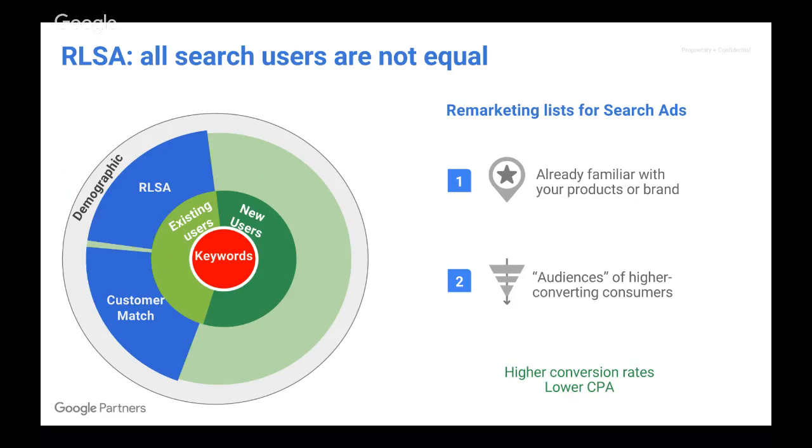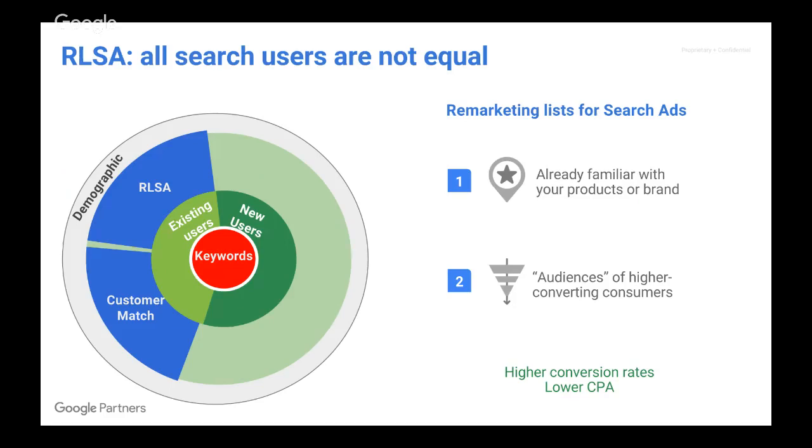Let's say, for example, you're selling yoga pants and one of your keywords is exactly yoga pants, and I have been on your website before. I am part of your RLSA list. If I'm typing yoga pants and you're bidding €1 for everyone else, but you have a 100% bid adjustment on RLSA users, the bid for me will be €2.